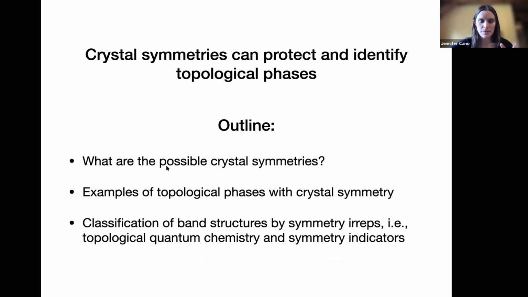And so there are three things that I want to discuss in this lecture. The first is, when we say crystal symmetries, what are we talking about? What are the possible crystal symmetries? Then examples of a few commonly known topological phases with crystal symmetry. And then finally, how do we classify band structures by their symmetry irreps? And so this is basically the theory of topological quantum chemistry and symmetry indicators.